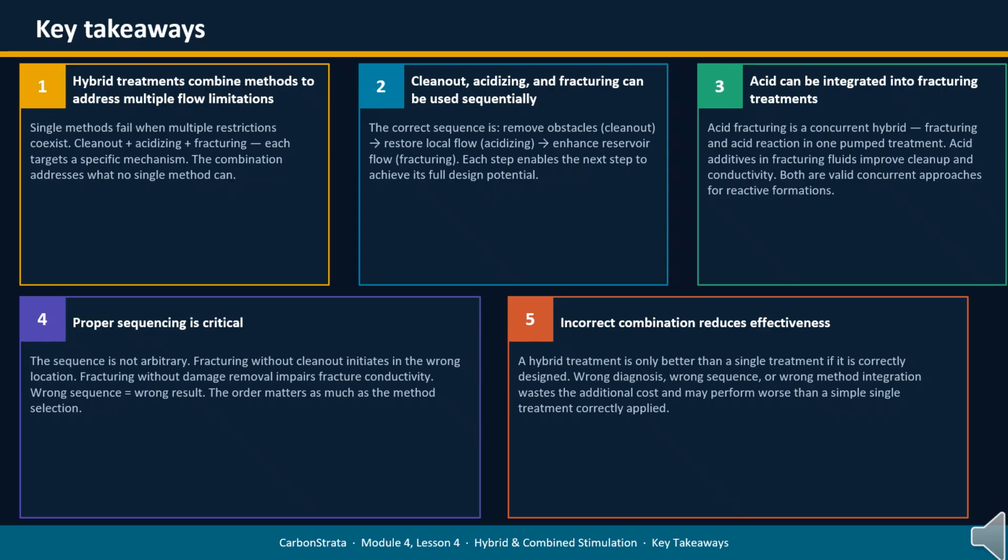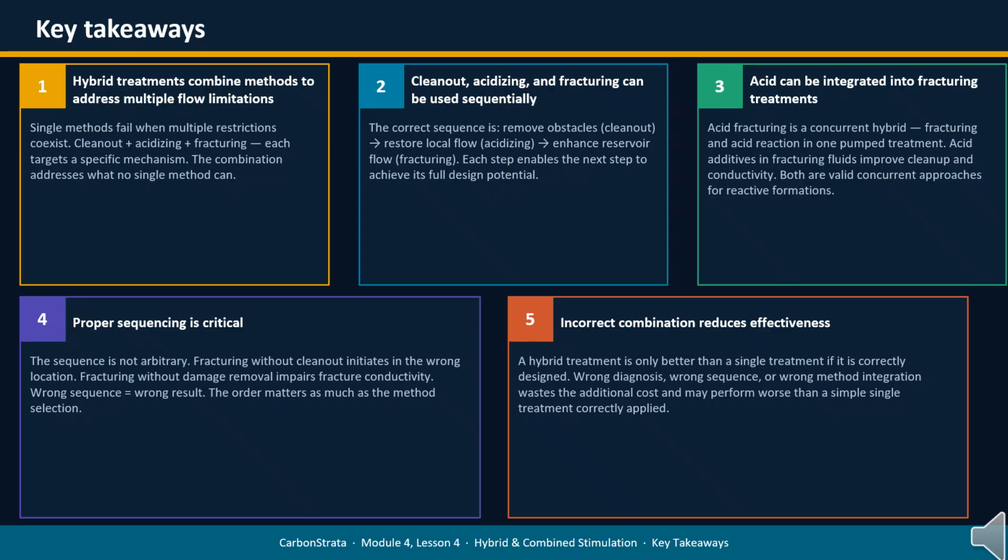Now second. Sequential application. Cleanout. Acidizing. Then fracturing. This comes from slide 4. Each step prepares the system. Without sequence, interaction is lost. Now third. Acid within fracturing. This is the concurrent case. From slide 4 again. Different mechanisms working together in one stage.